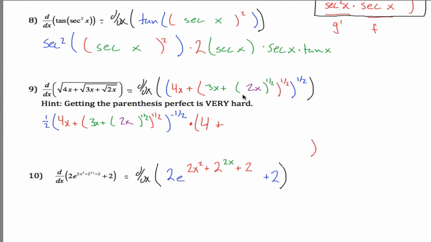The rest of the stuff in red is something raised up to the 1/2 power. So I make that 1/2. I make this -1/2. If it were just x, I'd be done, but it's not. It's 3x plus something to the 1/2 power. That something being 2x. Note that I'm going to multiply this by something. I'm going to keep going, right?